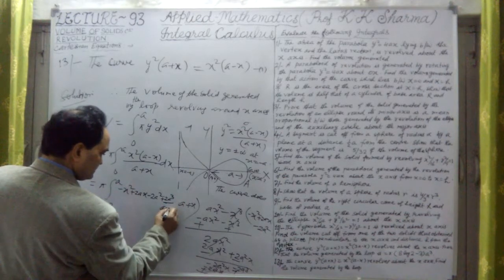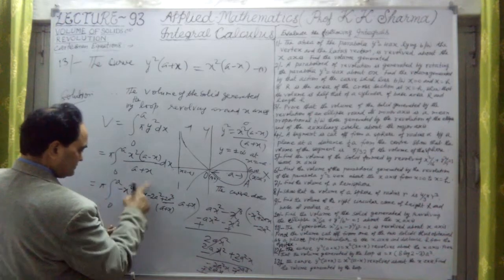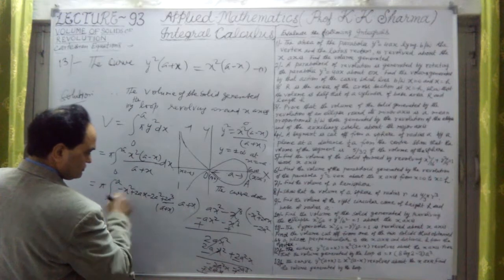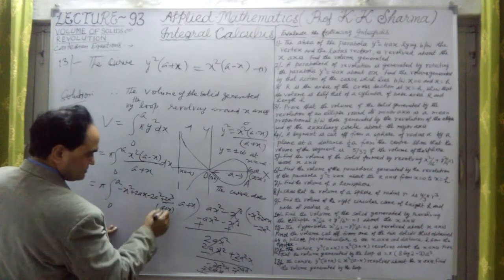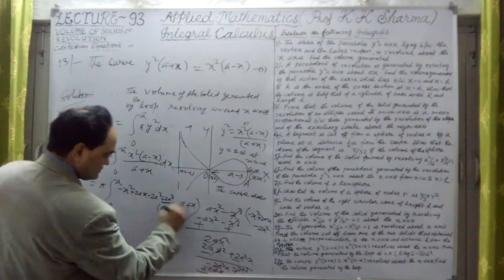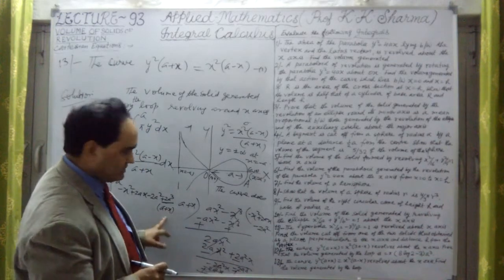divided by a plus x. 2a cube is the remainder. The quotient is minus x square plus twice a x minus 2a square, and the remainder value is twice a cube divided by a plus x. It is not further divisible, it is a constant value with the variable a plus x.